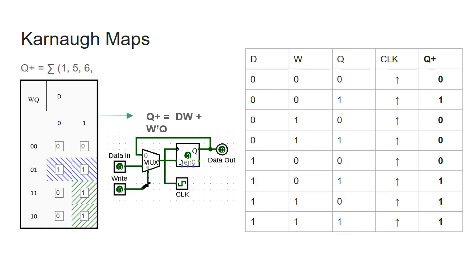To find the equation, we looked for the groups of 1s. First, we have D'WQ' and DW'Q. The similarities here give us W'Q. Then we have DWQ and DWQ'. From this, we get DW. Our equation is DW, or W'Q.